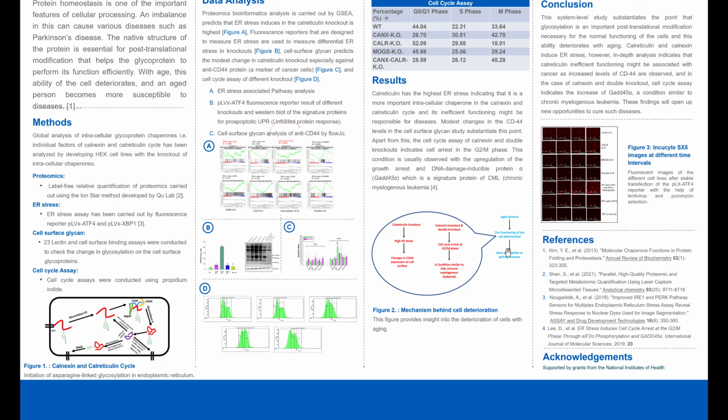In each person, with time the cell functioning can deteriorate, and this could be related to improper glycosylation, or more specifically improper N-linked glycosylation, that is, calreticulin or calnexin might not be functioning properly, and this might lead to diseases that the aged person has observed.